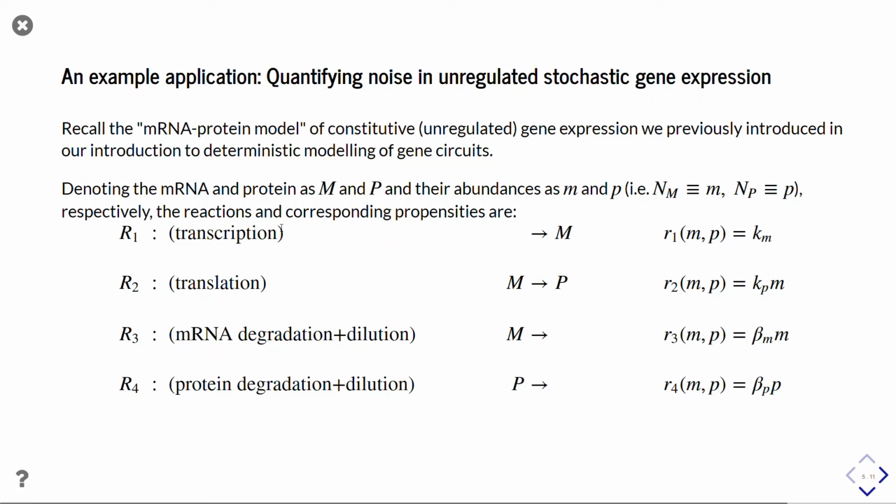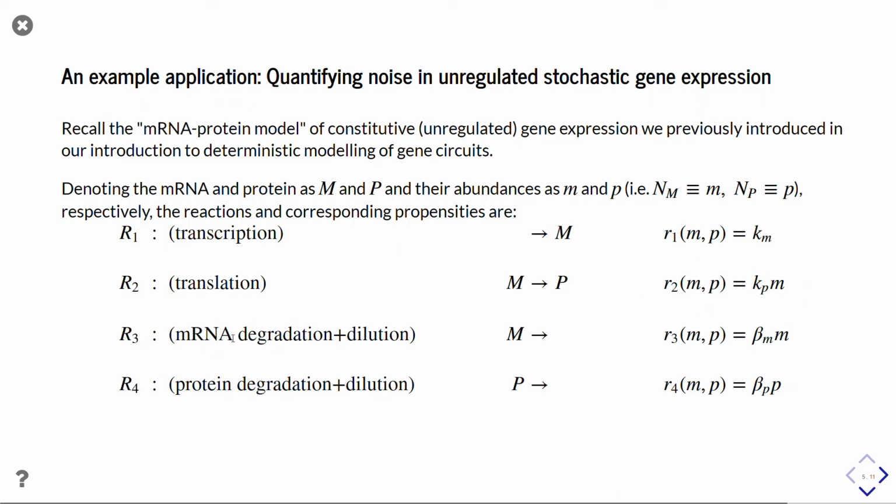We have transcription, which is the process of creating mRNA, and this takes place with a constant propensity function due to the fact that we're considering constitutive or unregulated gene expression. Then we have the translation process, which is the conversion of mRNA to protein. Using mass action kinetics, our propensity function is proportional to the mRNA abundance, as is shown here.